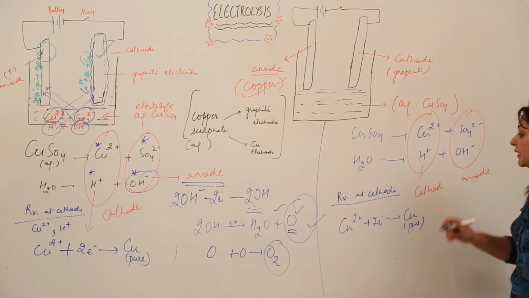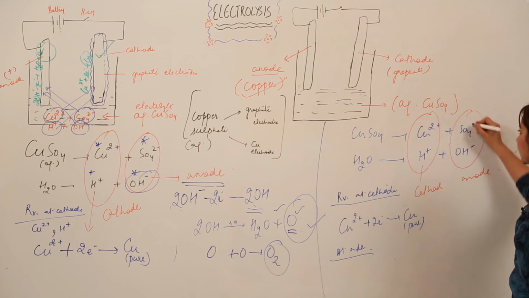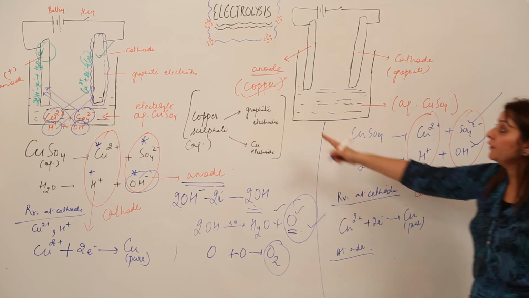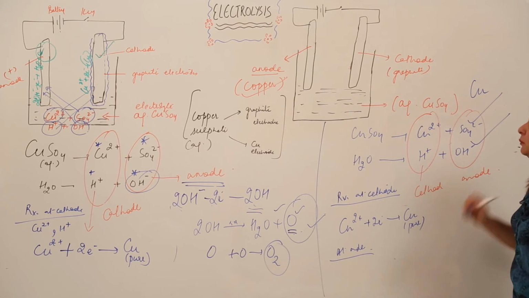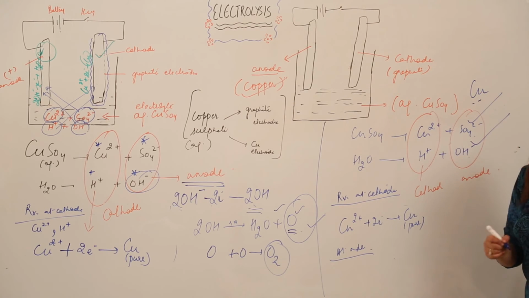Now what happens at the anode? So at the anode, SO4 2- goes, hydroxide ion goes, and already, if we just look at the board, the anode is made up of copper. So that means on the anode what kind of ions are present? Sulfate ions move to the anode, hydroxide ion moves to the anode, and copper is already present because the anode is made up of copper. So what is going to happen?